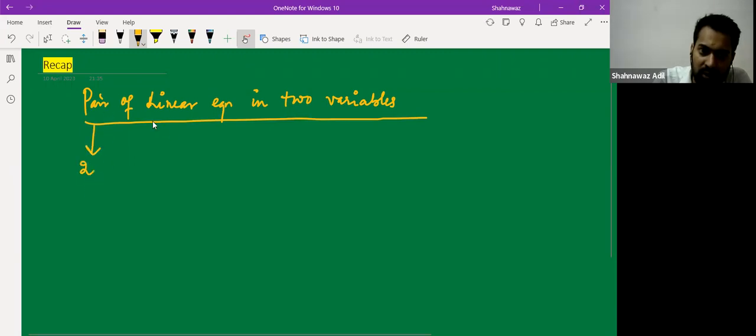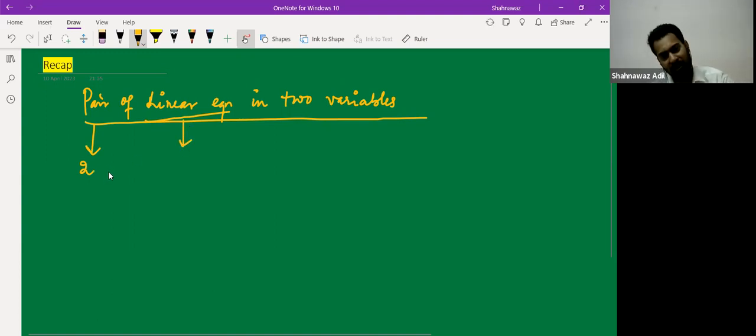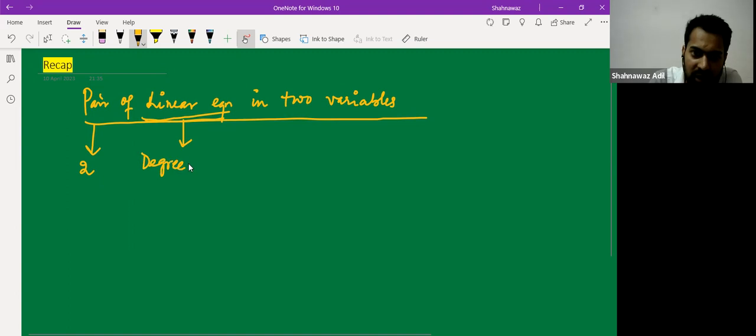So pair means two. Linear means, how should I tell this? Because the second chapter was about the degrees of the polynomial, right? So let's just take it for granted for now that linear equation means degree equals 1, right? And two variables meaning what? Two unknowns, right?